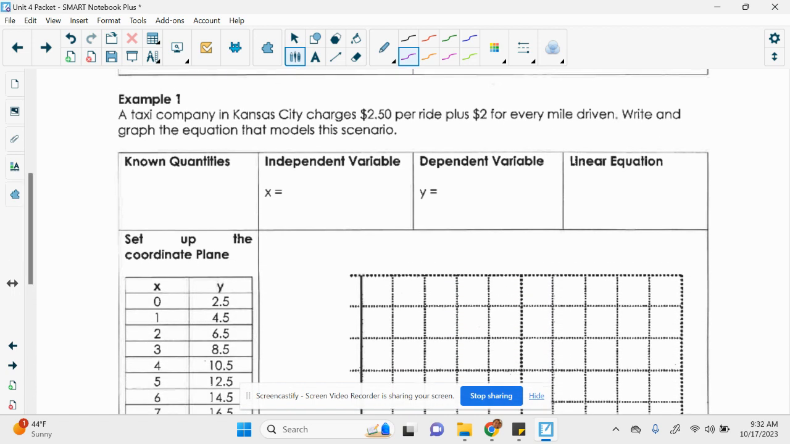So here we go. Example one. We're going to combine a couple lessons here. We're going to combine writing equations, which we did last unit, and then graphing them, which is going to be new today.